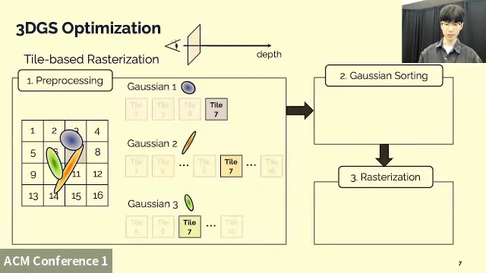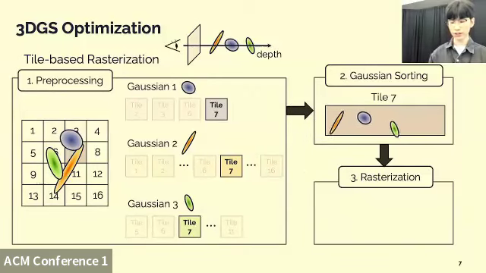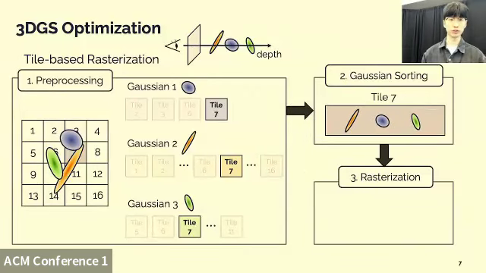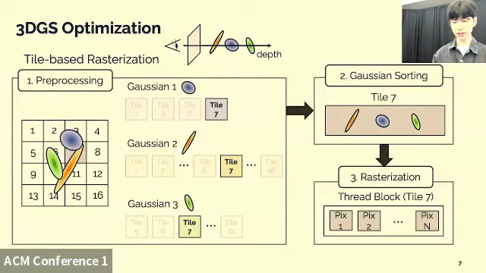After the tile assignments, we first compute the depth values of the Gaussians, each of which indicates the distance between the viewpoint and the Gaussian. Then, the Gaussians are sorted by the depth values. And finally, the tile is mapped to a GPU thread block and renders colors in parallel.